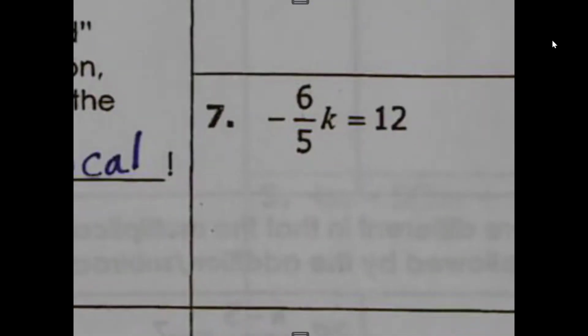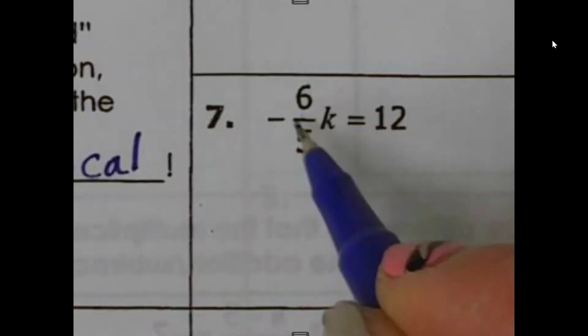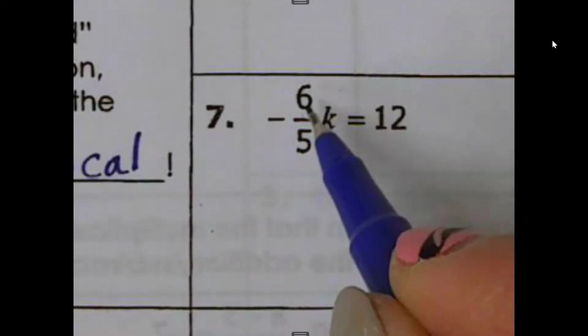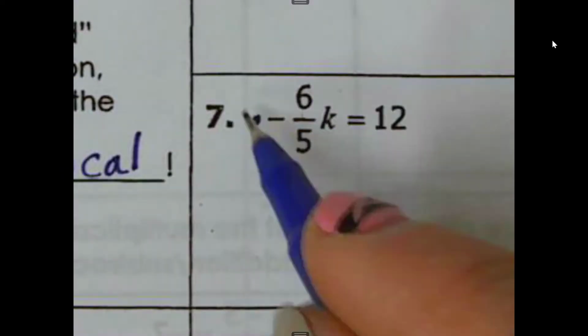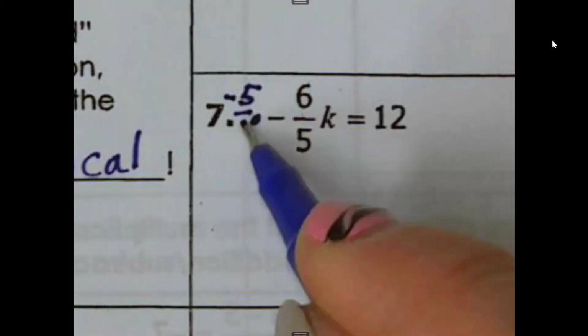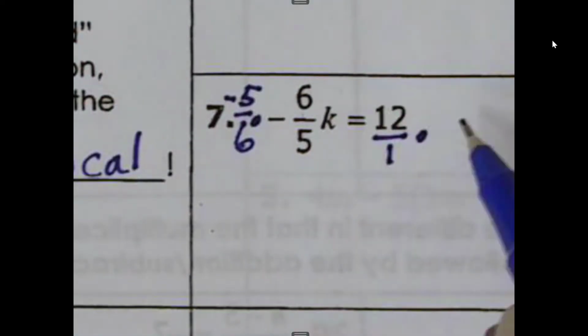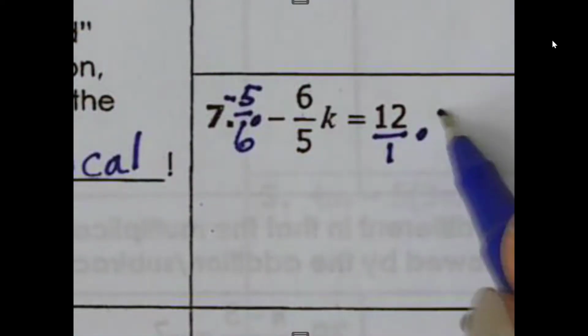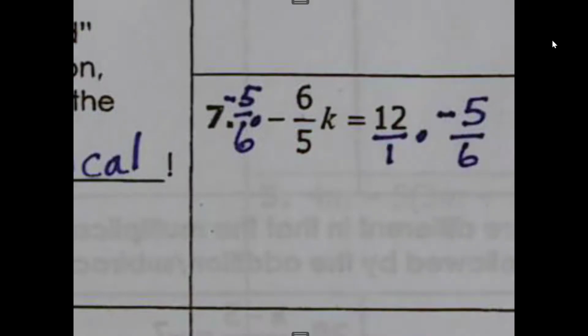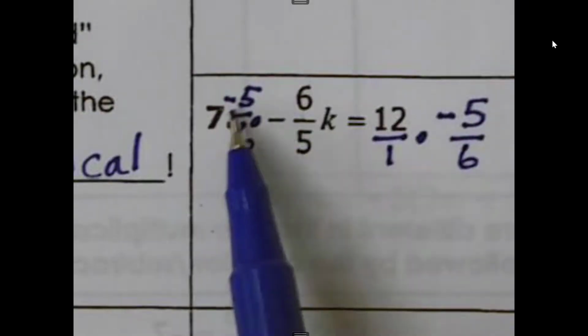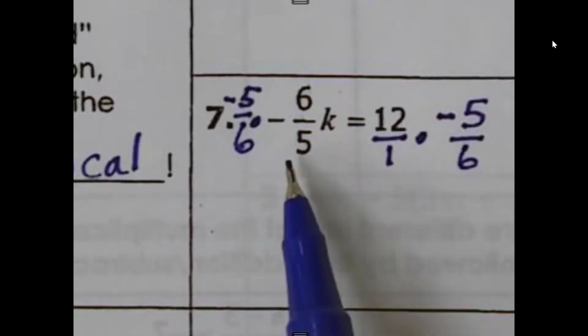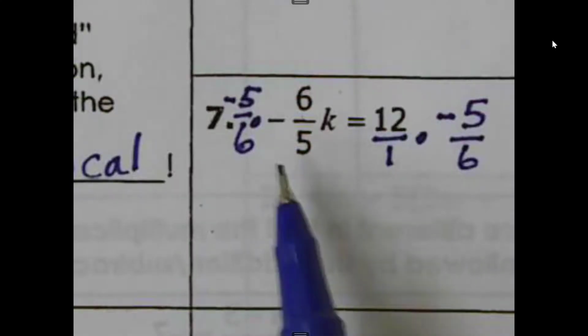Okay, let's take a look at number 7. This is a multiplication, so I'm going to multiply by the reciprocal. Remember, put a 1 underneath the 12. The reciprocal of negative 6 over 5 is negative 5 over 6. And again, the reason I'm doing that, this is multiplicative inverse. And multiplicative inverse gives you 1 when you multiply.